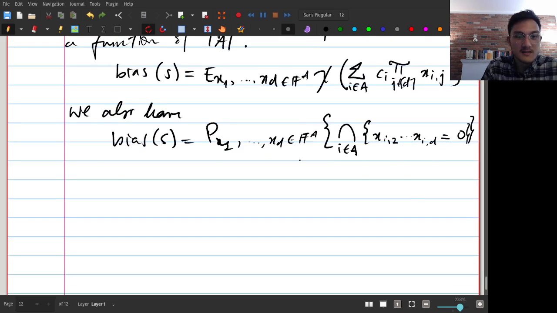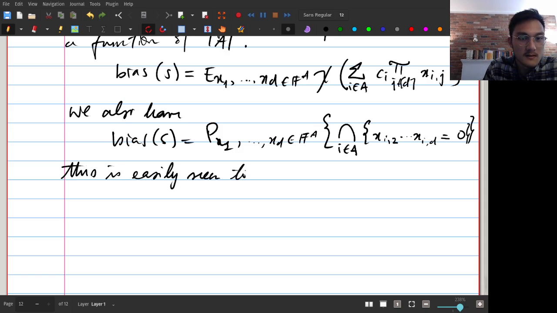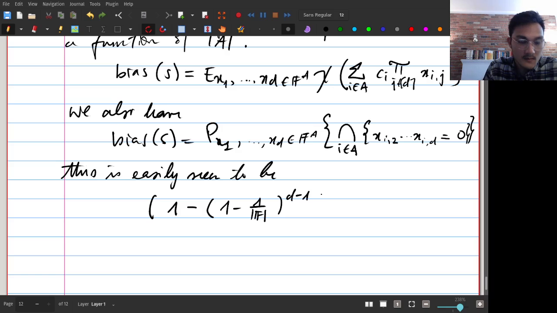And you can just see that this is easily seen to be, so we want 1 minus the probability that all of them are 0. So 1 minus 1 over size of F to the d minus 1, and that's this inner thing, and then we take the product over all of them because they're independent.